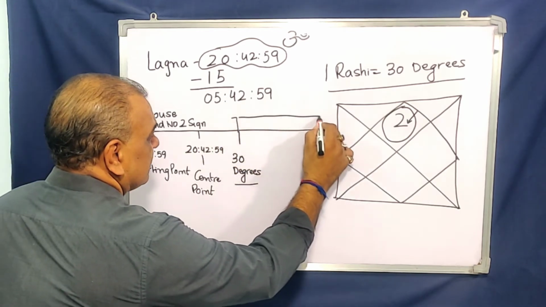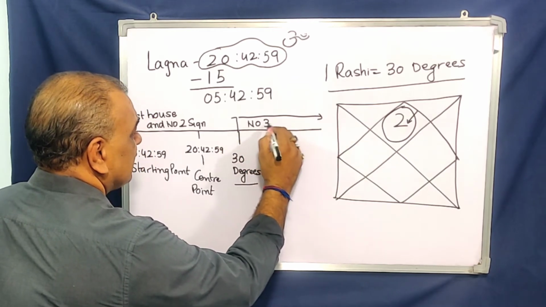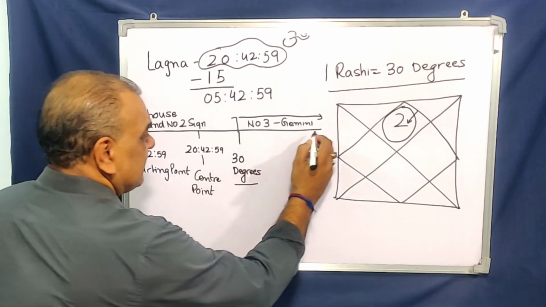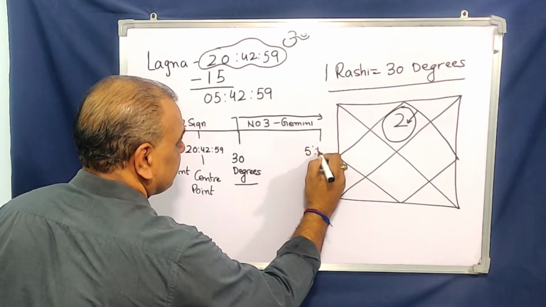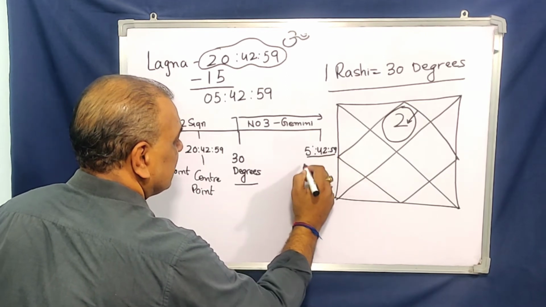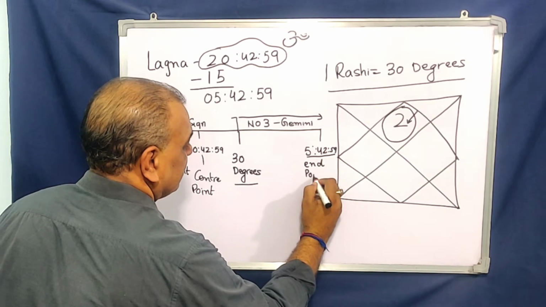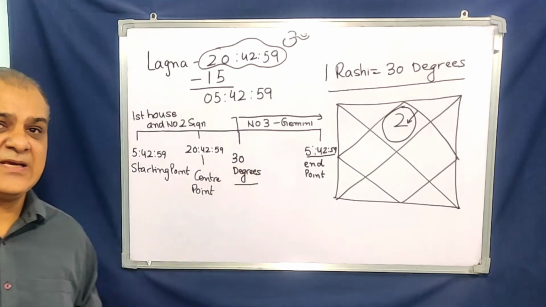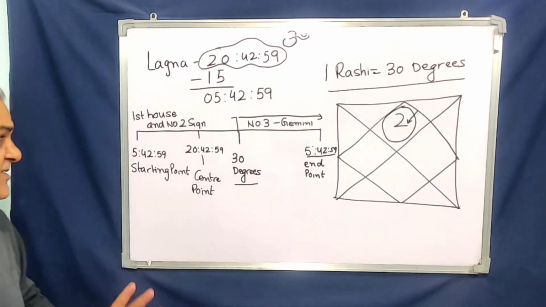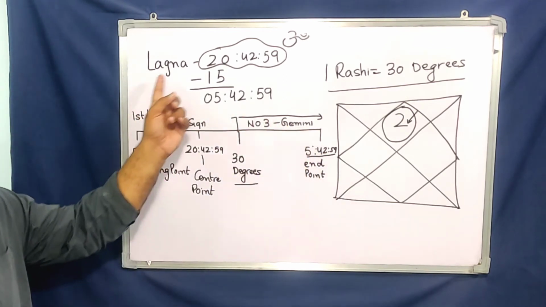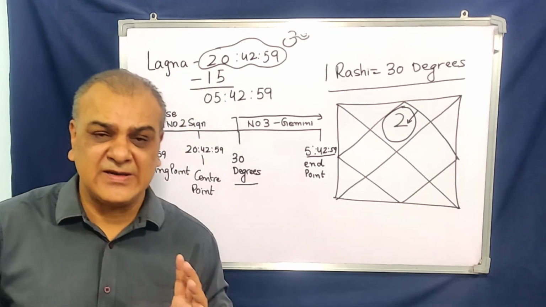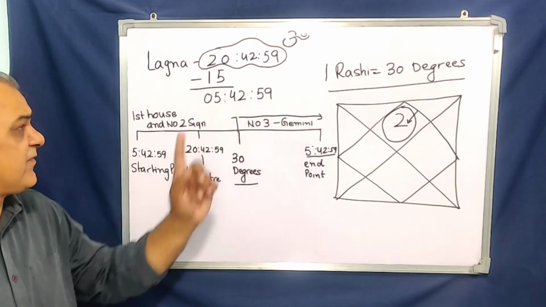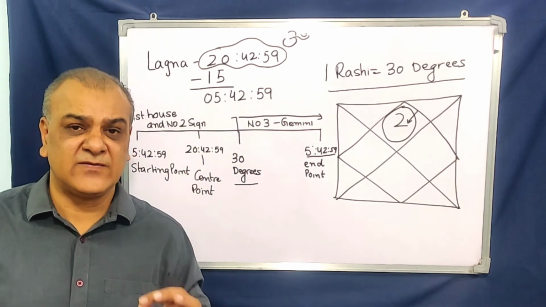From here you can write like this: number 3 or Gemini sign begins, and this 5 42 59 would be the end point of the first house. So now I will explain you very easily and very comfortably so that you don't commit any mistakes. We have taken first house, the lagna degrees, the ascendant degrees are 20 42 59. From that we have subtracted 15 degrees, and 5 42 59 is the point from where the first house begins.